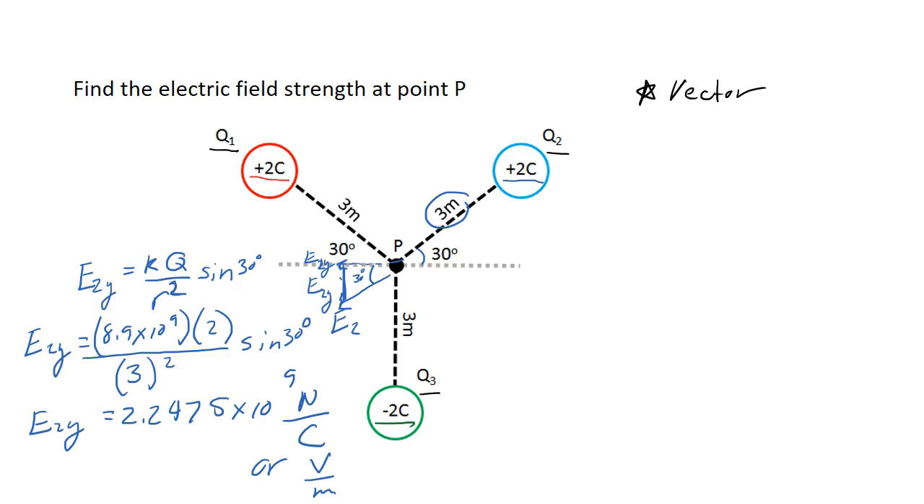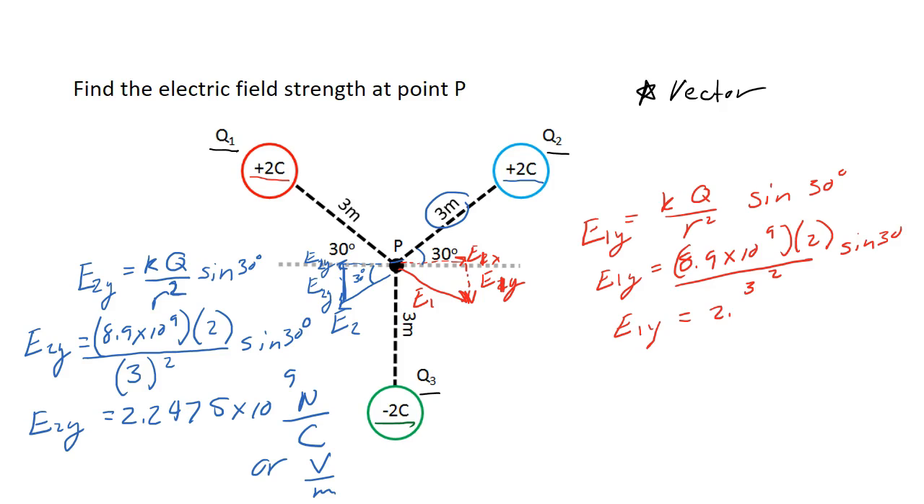Since charge number 1 is also at a 30 degree angle to the horizontal, I'm going to need to do something similar to find its y component. So draw it out. Since it's at a 30 degree angle, I can use this exact same calculation to find the y component of the E1 electric field. So I do my substitution, and I get that the magnitude of the E1y vector component is 2.2475 times 10 to the 9 newtons per coulomb.